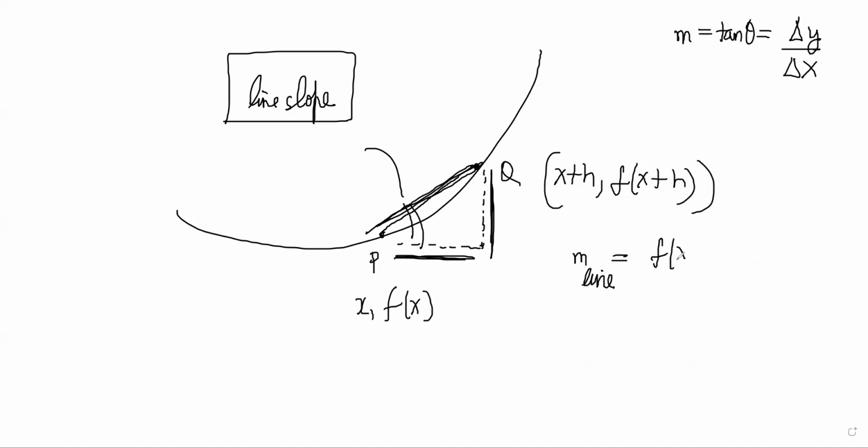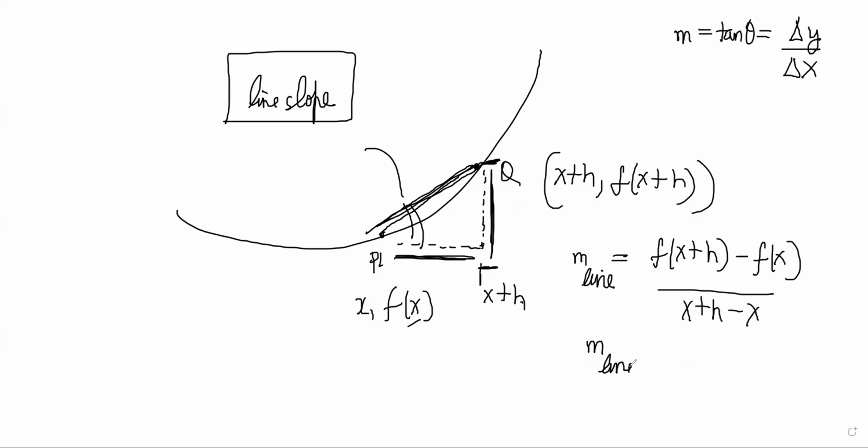So notice that slope of the line was f of x plus h minus f of x, because the height here is f of x plus h and here it is f of x, right? Divided by the base. Base is going to be x plus h minus x, right? So notice that the slope of the line is coming out to be the same expression, no? This familiar expression is coming, right?